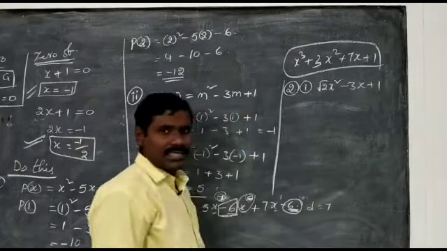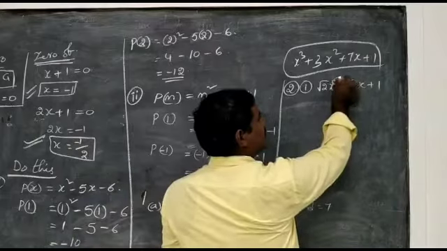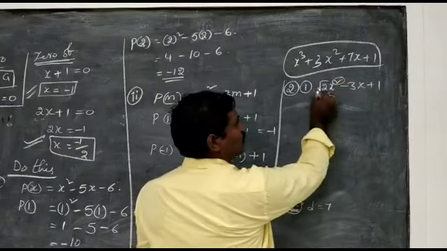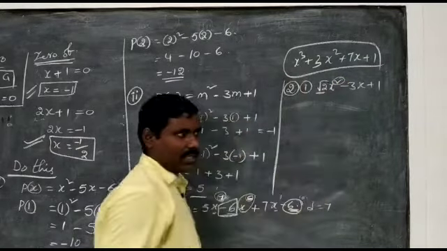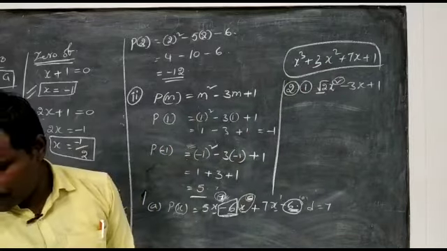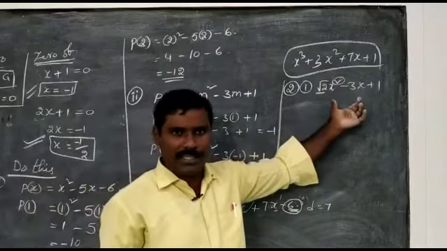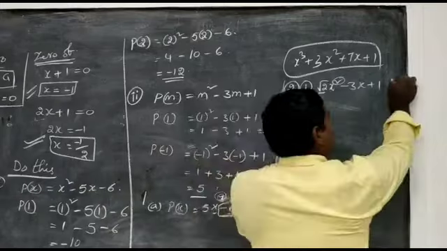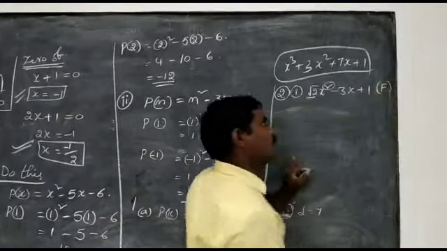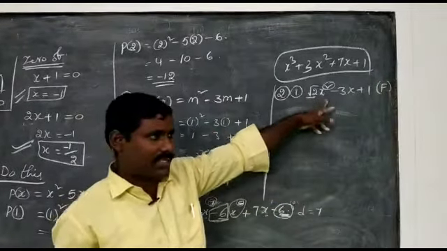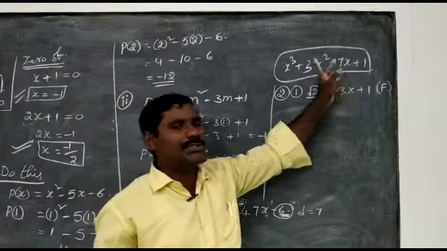What is the degree in this case? 2 is the degree. What about root 2? Root 2 is the coefficient of x square. But in the question, root 2 is given as the degree of the polynomial. It is false. The given statement is false because root 2 is the coefficient of x square. The degree of the polynomial is 2.